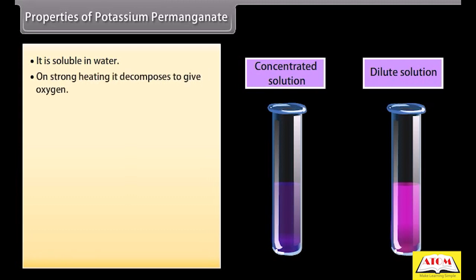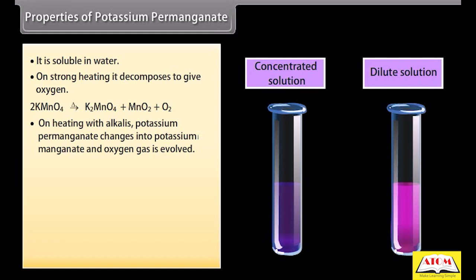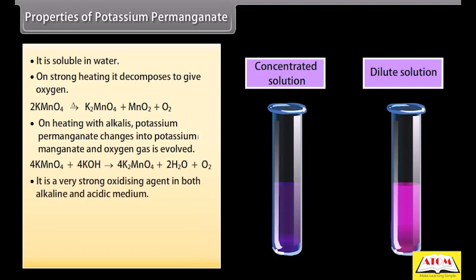On strong heating, it decomposes to give oxygen. On heating with alkali, potassium permanganate changes into potassium manganate and oxygen gas is evolved. It is a very strong oxidizing agent in both alkaline and acidic medium.